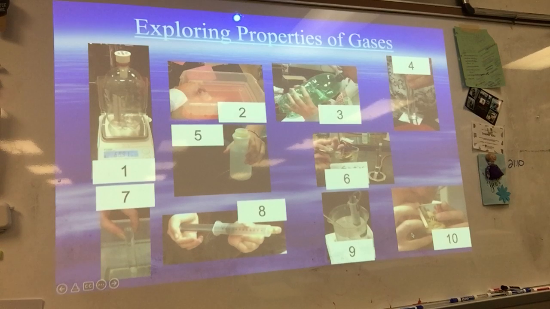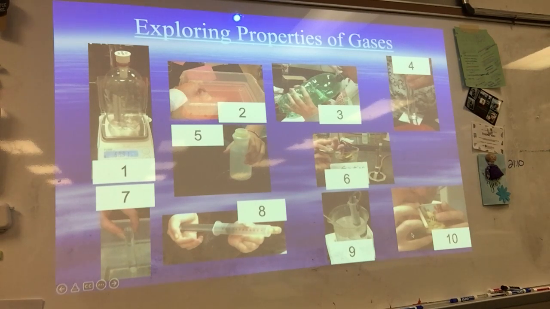And station number 10 would also be a pressure example. If there's air in the straw, it's pushing on the water, not allowing the water to go up the straw. So we said 1 was mass, 2, 8, and 9 were volume. Basically everything is pressure. 8 was also pressure and volume. So yeah, a lot of those pressure stations.